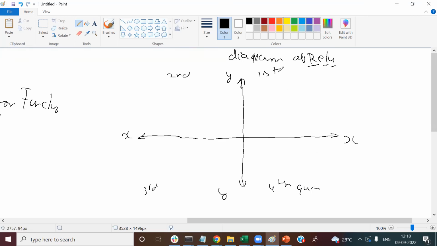The simple thing: in the first quadrant your x is also positive and y is also positive. In the second quadrant your x is negative but y is positive. In the third quadrant x is negative, y is also negative. In the fourth quadrant your x is positive and y is negative. Can I say that people are clear with this point?